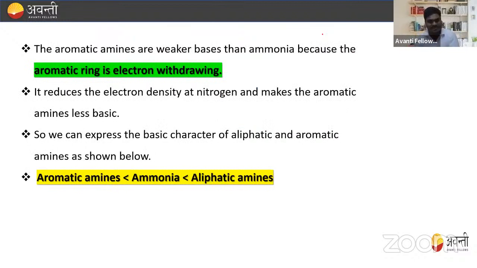If I am comparing amine with the aromatic amine, the aromatic amines are weaker bases than ammonia because the aromatic ring is electron withdrawing, right? It reduces the electron density at the nitrogen and makes the aromatic amine less basic. So we can express the basic character of aliphatic and aromatic amine: aliphatic amines have more basic character as compared to ammonia, and ammonia has more basic character as compared to the aromatic amine. So aromatic amines are expected to show less basic character, right?